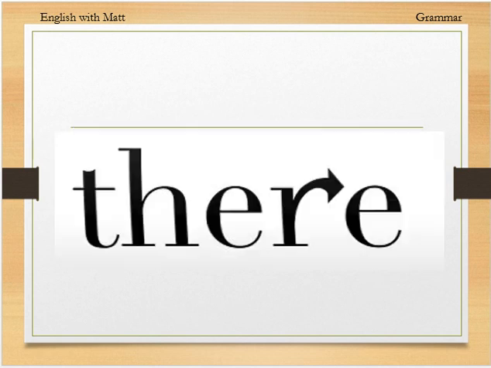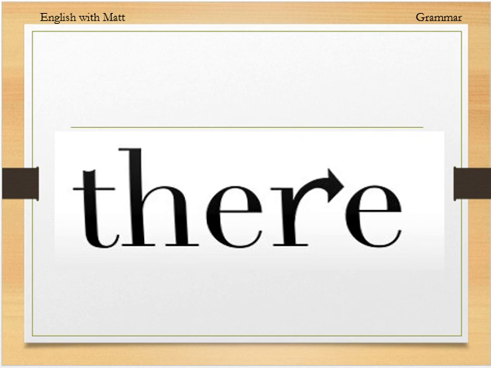The second type of there is to do with place. That's why the R has been turned into an arrow. It's to do with a place in relation to yourself. So over there, for example. So that's that type of there, to do with closeness or proximity or place.